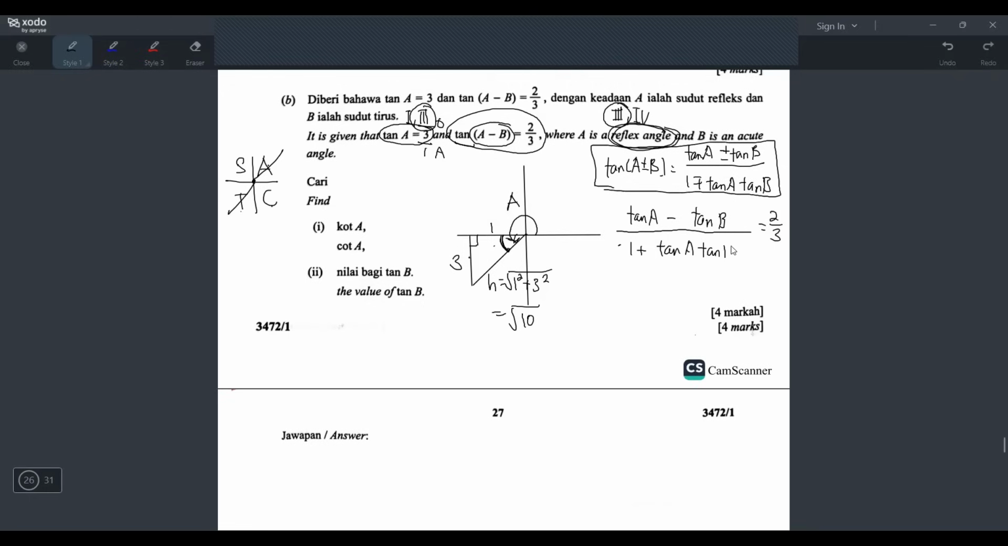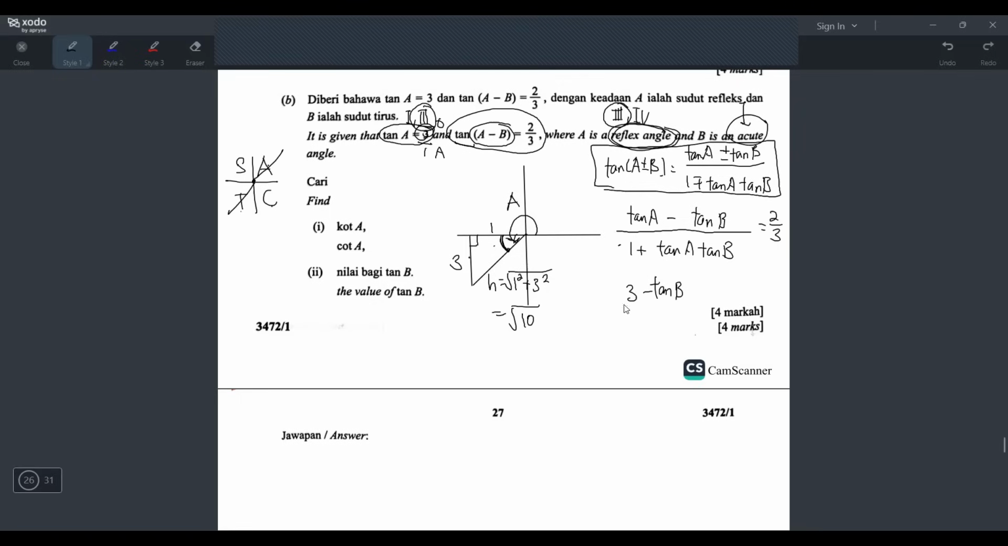Okay. But we all know tangent A is 3, right? So can we sub the 3 inside here? Okay lah, let's not do that first. Let's just leave it like this. But then they say B is an acute angle, right? Acute angle means definitely it's quadrant 1 already. You don't have to think already, right? It's quadrant 1. So how? Okay, let's try to sub in the 3, see what happens.